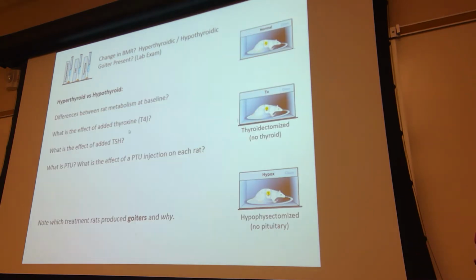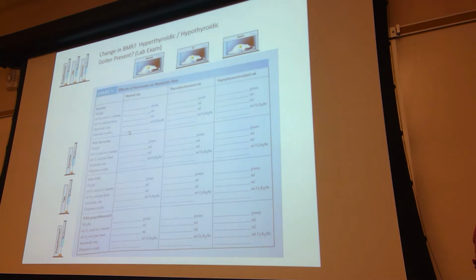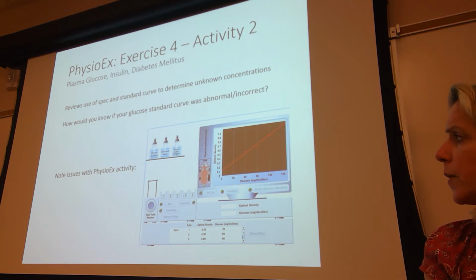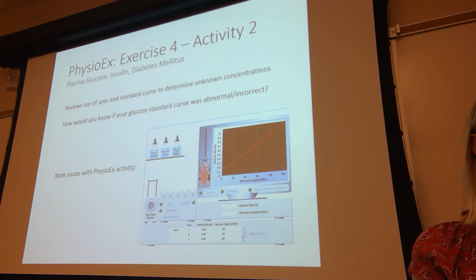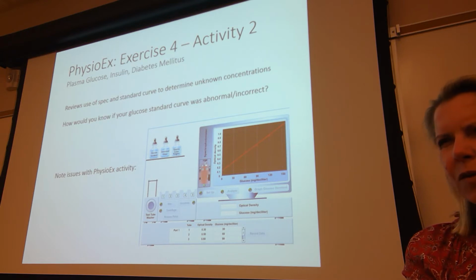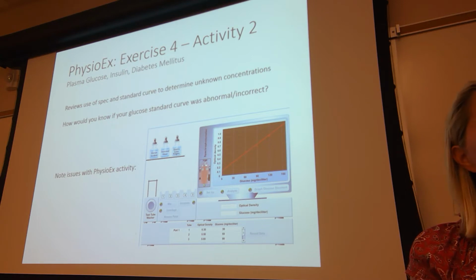So that was the system that we were using, injecting those rats. And then we went to activity 2. With activity 2, we were doing a glucose experiment using patient samples. The importance of this activity was just an opportunity to do your spectrophotometer work again.